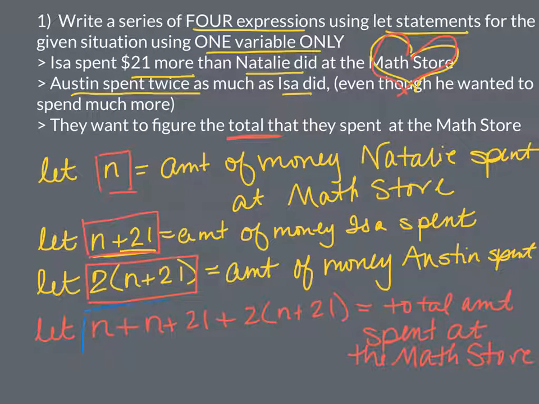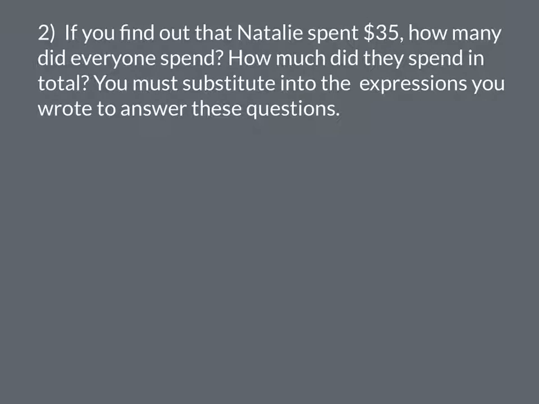Okay, so now let's see what's next. We've written our 4 expressions here, all with let statements, of course. We find out that Natalie spent $35, so that tells us n equals 35. So I'm simply going to substitute in for each of my expressions that I wrote. So I'm going to rewrite each of the expressions. I'm going to remember that n is equal to 35. I indicate that on each of them, and then I'm going to substitute in every time I see an n.